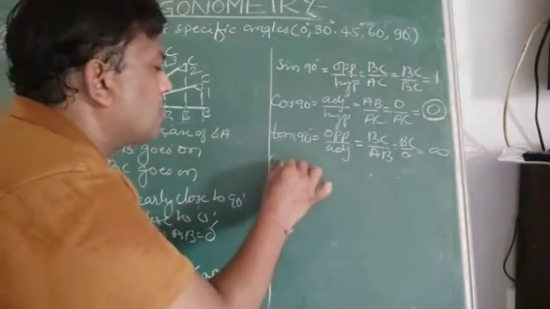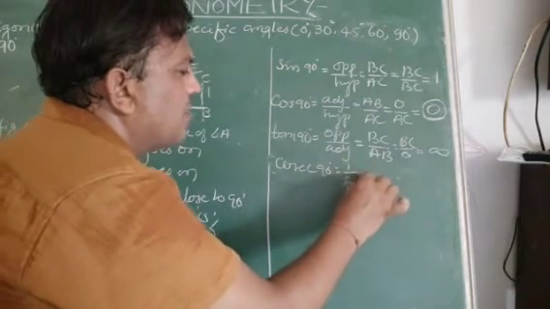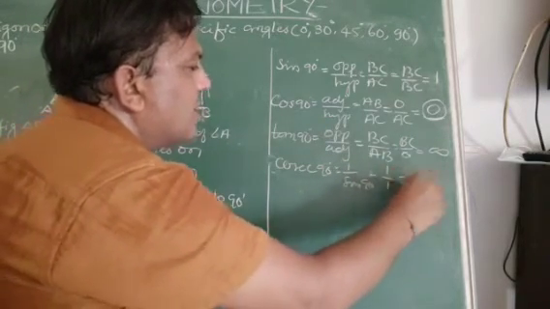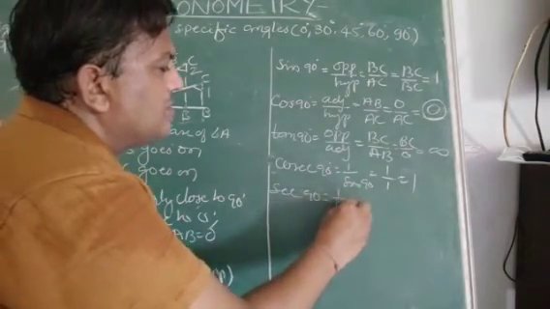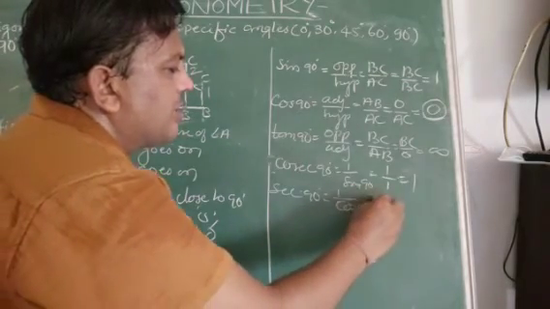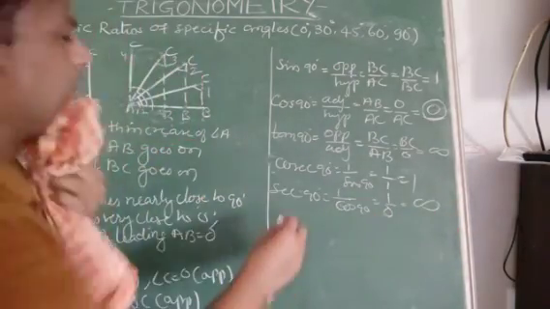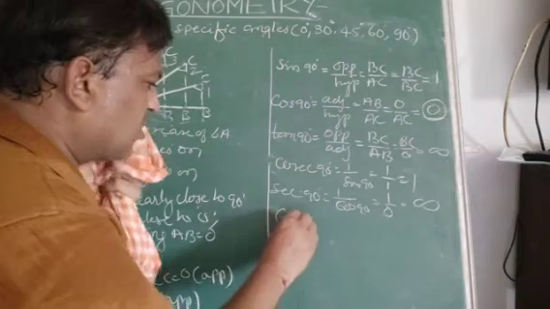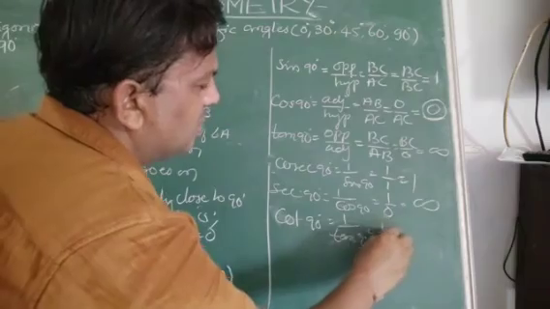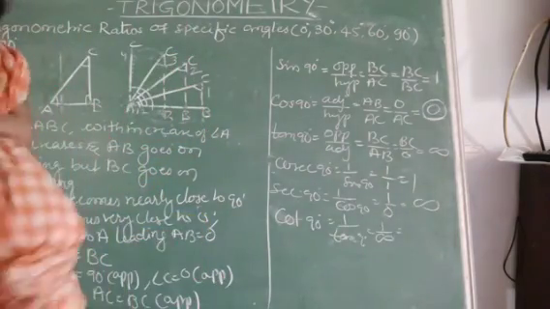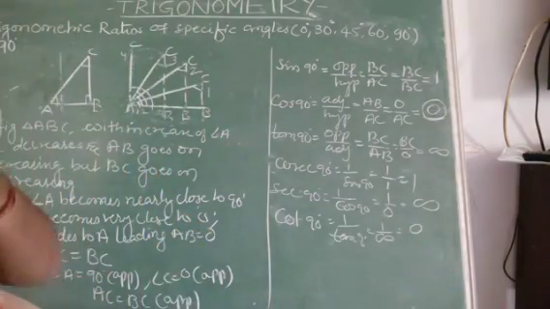Like that we can find out cosec 90. Cosec 90 degrees is equal to 1 by sine 90, which is 1 by 1, that is 1. Now sec 90 degrees is equal to 1 by cos 90, that is 1 by 0. With 0 we can never reach 1, so infinity, undefined. Now cot 90 is equal to 1 by tan 90, which is 1 by infinity. 1 by infinity is 0, children. Okay children.